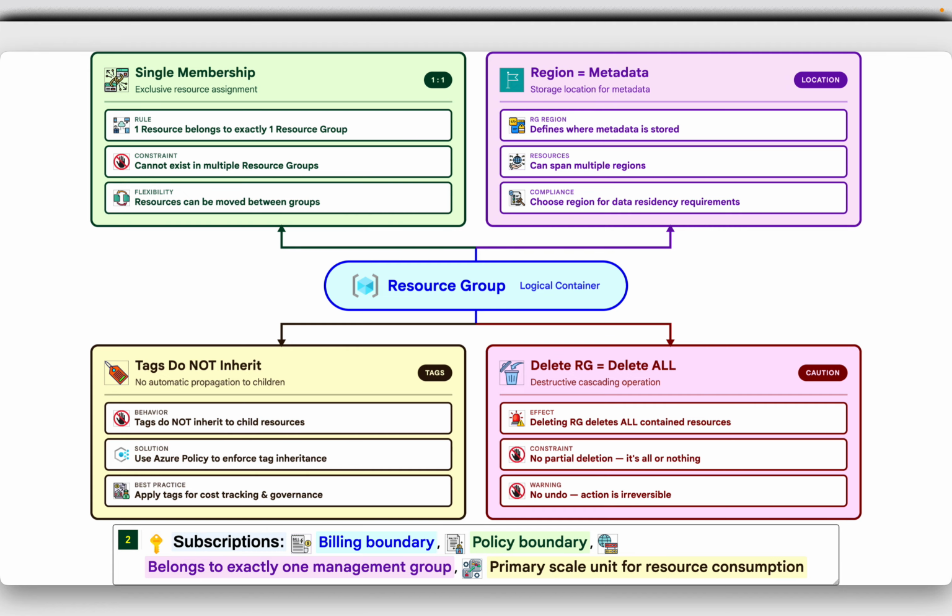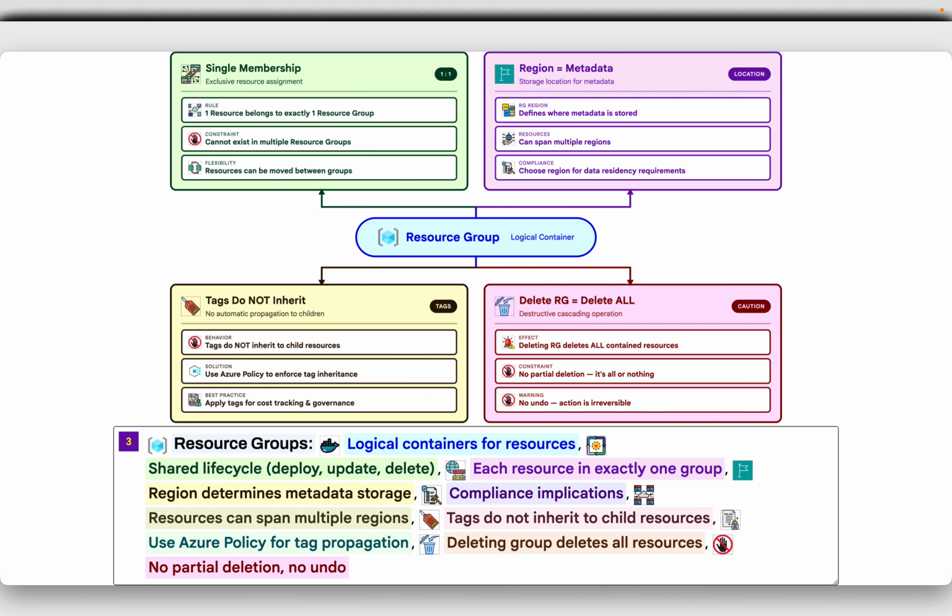Subscriptions serve as both a billing boundary and a policy boundary. Each subscription belongs to exactly one management group, and it is the primary scale unit for resource consumption. Resource groups are logical containers for resources that share the same life cycle, meaning they are deployed, updated, and deleted together. Each resource belongs to exactly one group. The resource group region determines metadata storage, which has compliance implications. Resources inside can span multiple regions.